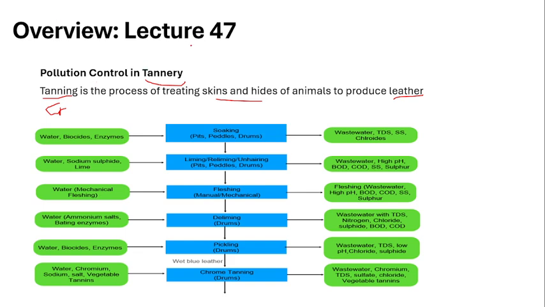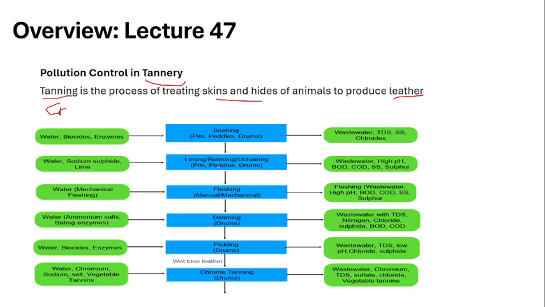So now we will discuss the different steps involved in the tanning process, what are all the compounds used for the production of leather, and what could be the different waste streams produced from each and every step of the tanning process. Okay. So the first step is soaking. This is to remove the dirt particles from the skins and hides of the animals. They use water, biocides, and enzymes. In the soaking process, a lot of water is used. So the wastewater produced will contain total dissolved solids, suspended solids, and some amount of chlorides in it.